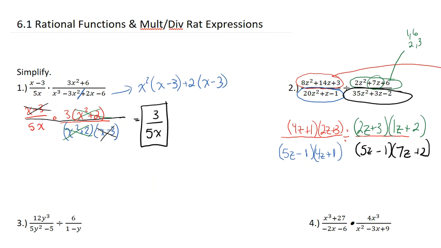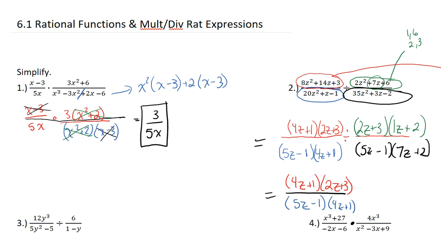So now I have this division I have to worry about. What I'm just going to do with that is that everything after the division sign I'm going to flip. So we're multiplying by the reciprocal. That first fraction is going to stay the same. 4z plus 1 times 2z plus 3 over 5z minus 1 times 4z plus 1.